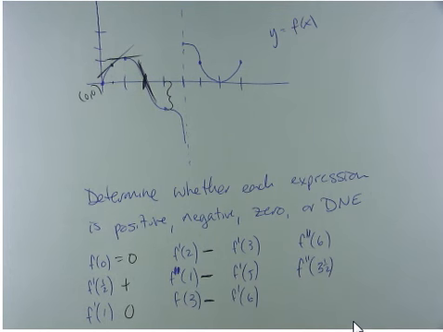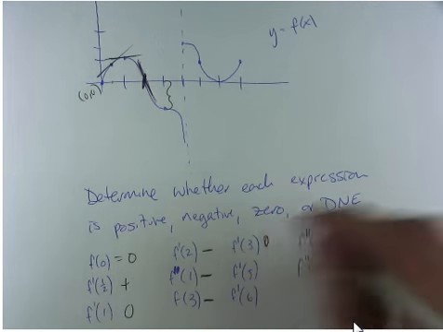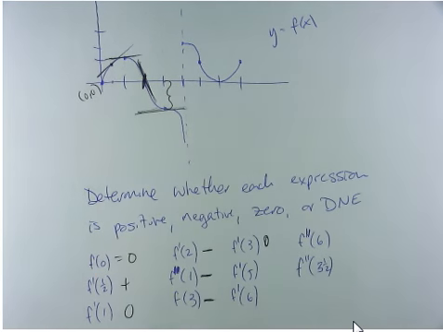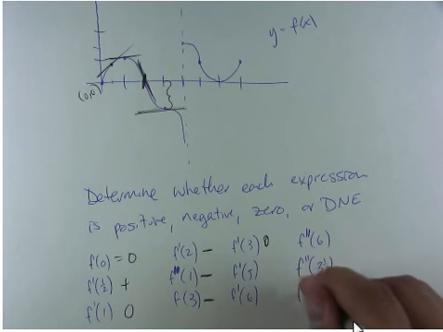What about f prime of 3? 0. That's 0, right? Because it's corresponding to the slope here. How steep is the curve at that time? What's the slope? I didn't put it here, but what about f double prime of 3?